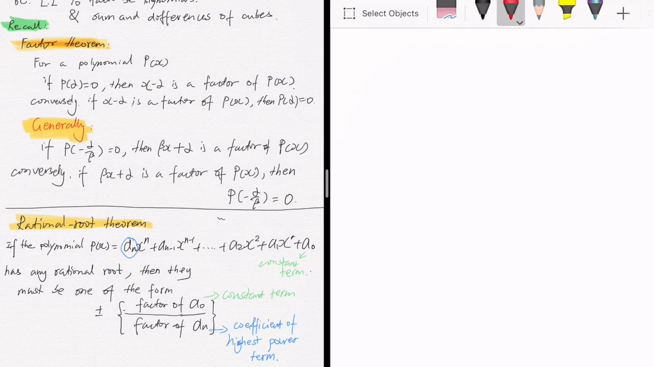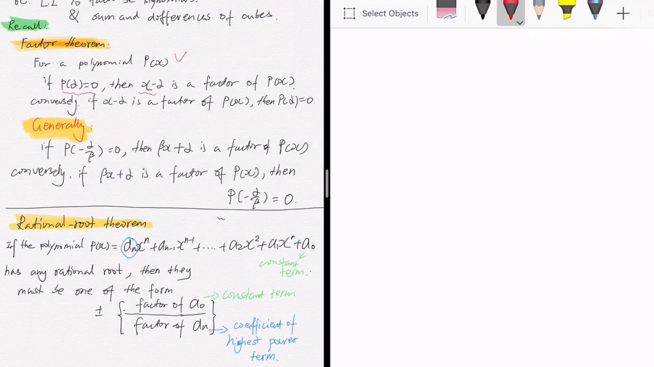Okay, so first of all, let's recall what we have learned in the first part of 6C, the factor theorem. For a polynomial P of x, where P is short for polynomial, if P of alpha equals 0, then x minus alpha is a factor of P of x. Conversely, if x minus alpha is a factor of the polynomial P of x, then P of alpha is equal to 0.